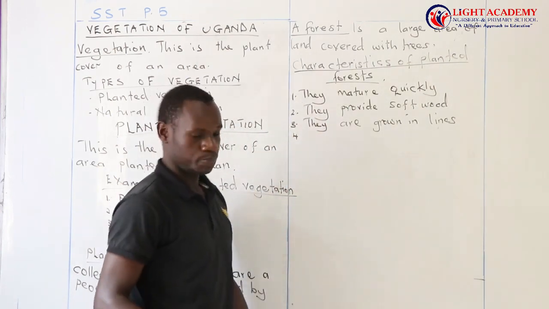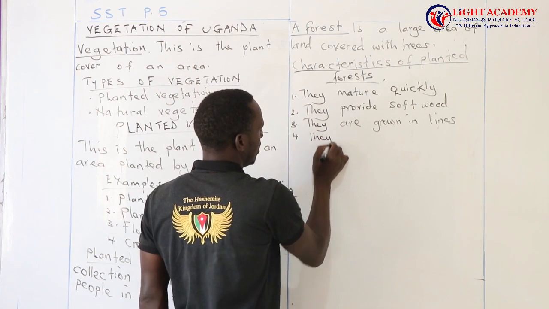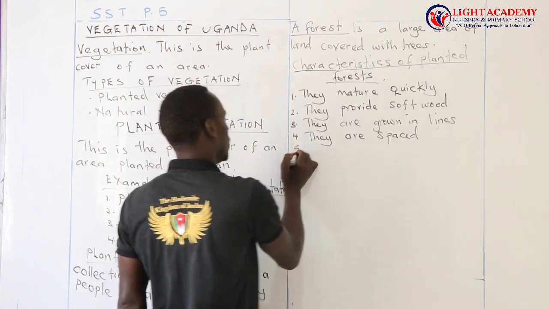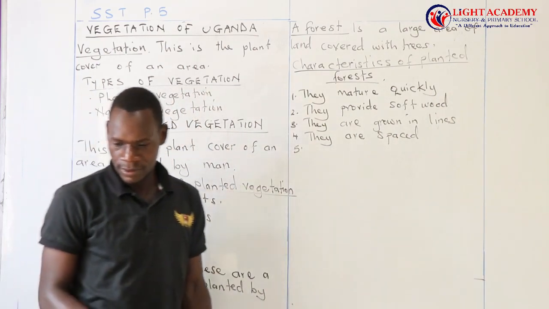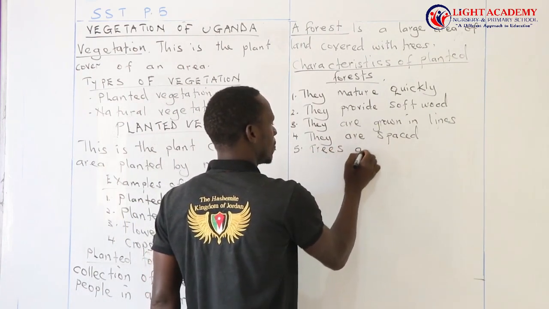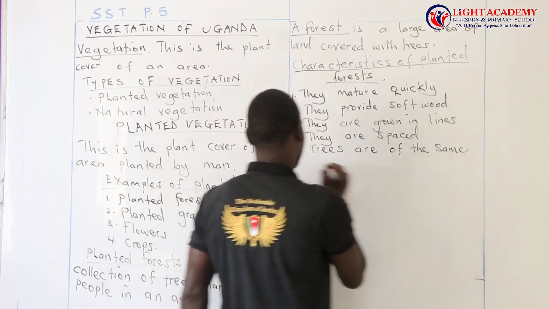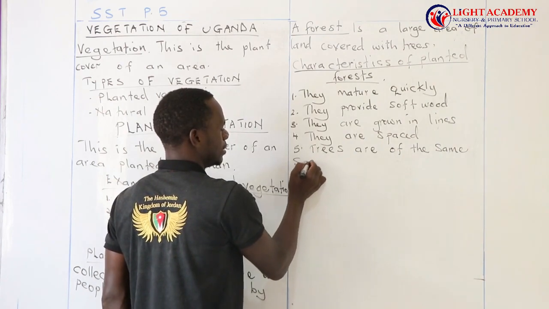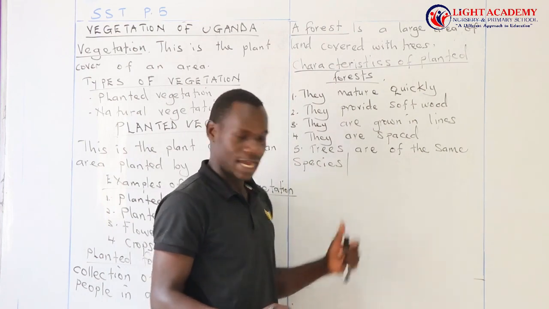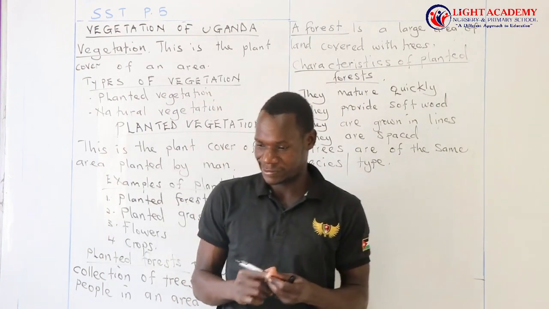Then number four, they are spaced. Lastly, number five, trees are of the same species. If you can't say species, another word, we can say trees are of the same type. Trees are of the same type or species.